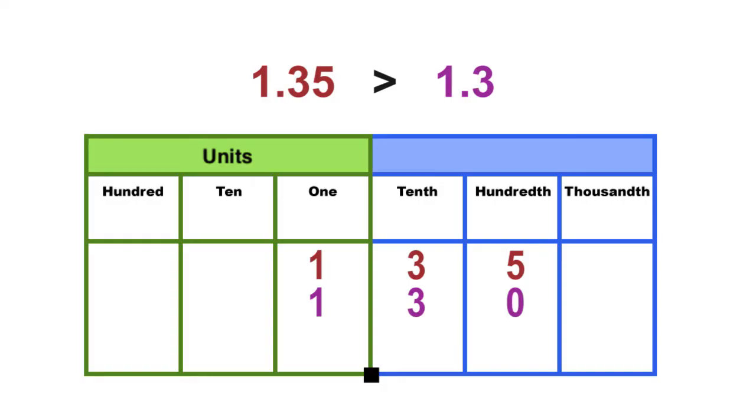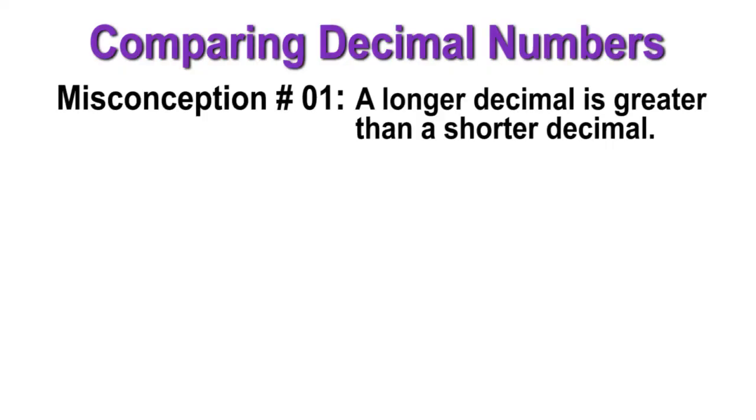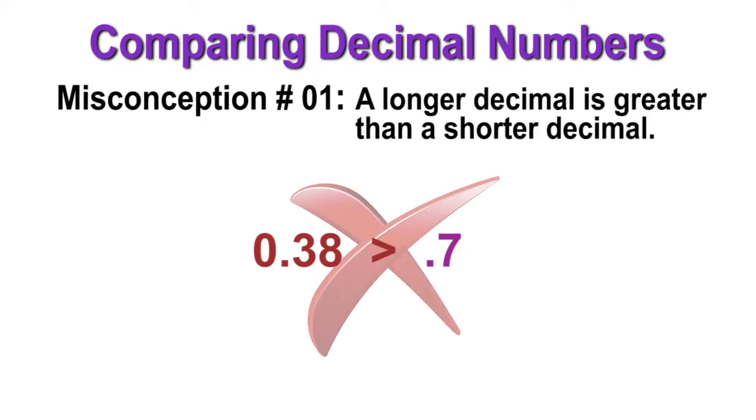When comparing decimals, make sure that the decimals are written in the correct place value or placed in the correct spot on the place value chart or number line. Let's go over a few misconceptions students may have about comparing decimal numbers. The first one is, a longer decimal is greater than a shorter decimal. Students may think 38 hundredths is greater than 7 tenths because a whole number with more digits is greater than a whole number with fewer digits. For example, 38 is greater than 7.